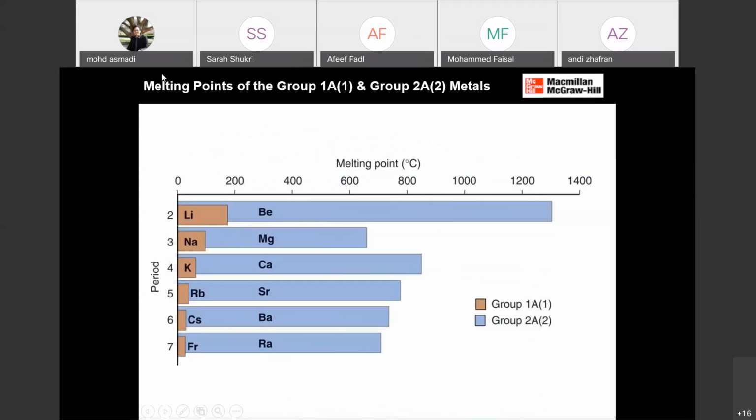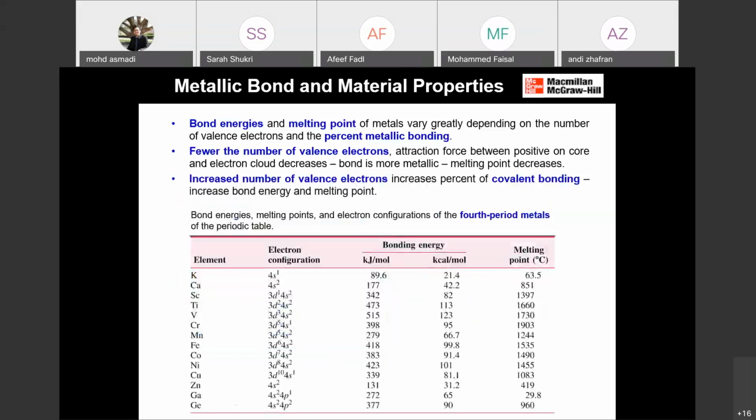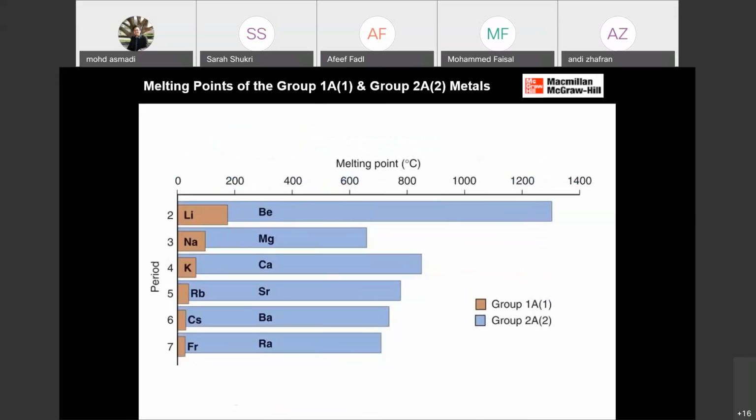Okay, if you look at here, this is the comparison between alkali and alkaline earth metals. As I told you, with increasing valence electrons, the melting point is higher. So mostly for group 2A, the melting point is higher: beryllium, magnesium, strontium, barium, as compared to lithium, sodium as well as potassium and so on. So you have to remember that increasing the valence, the melting point and the bond energy are going to be increased.